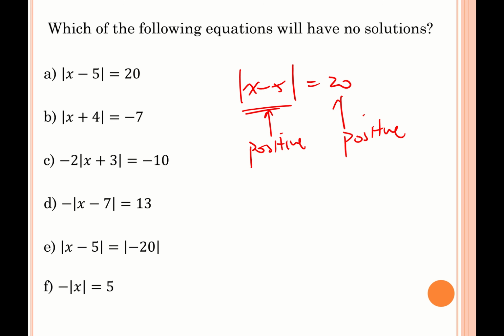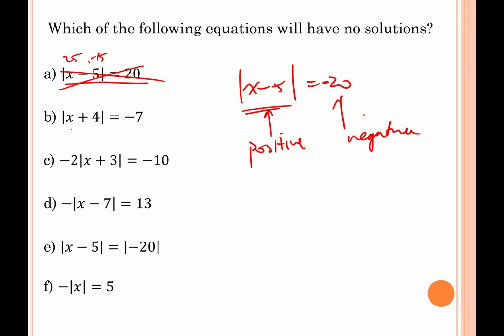But if I stick a negative sign in front, that means this value is now negative. So if one side is positive and one side is negative, then you won't have any answers. Okay? So for A, you look at it: x is 25, or it could be negative 15. Therefore, this one will have an answer.